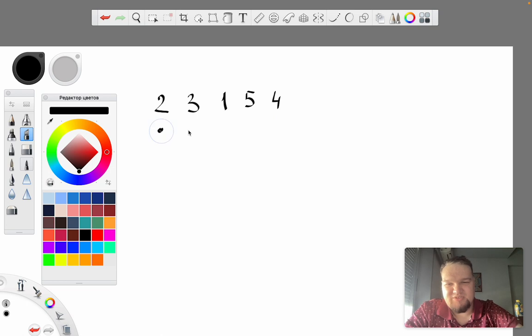So here the corresponding graph would look like this. From 2 we cannot make any moves, from 3 we can move to 2, from 1 we cannot make any moves because there are no smaller numbers, from 5 we can go to all the elements on the left, and from 4 we cannot go to 5 because it is bigger, but we can go to all the other elements on the left.